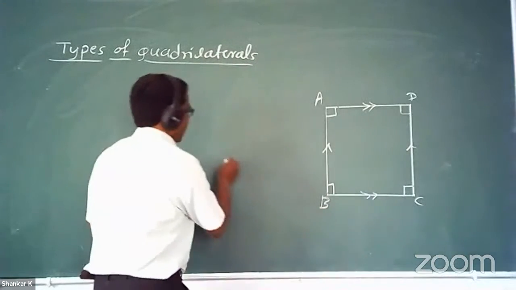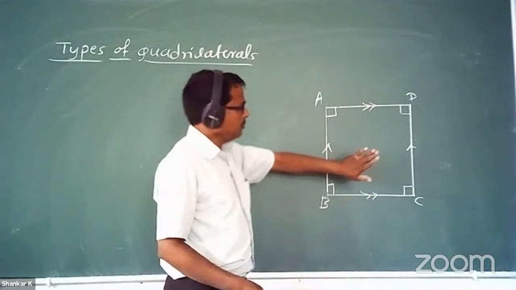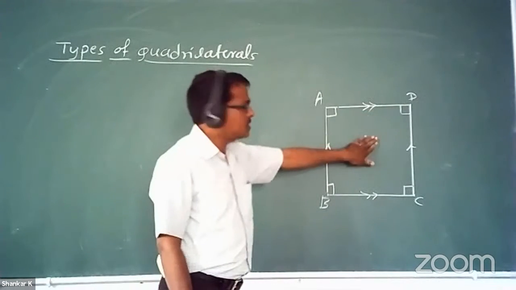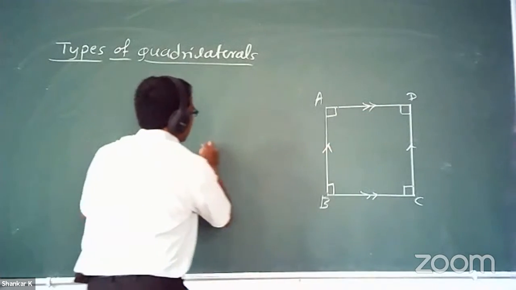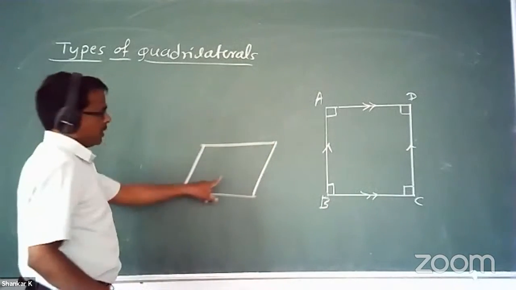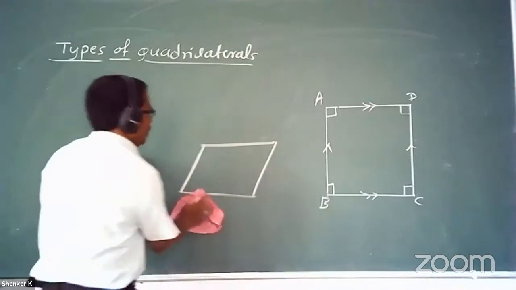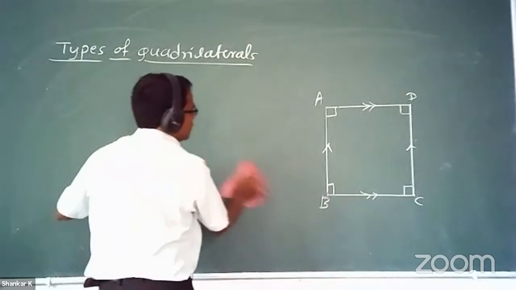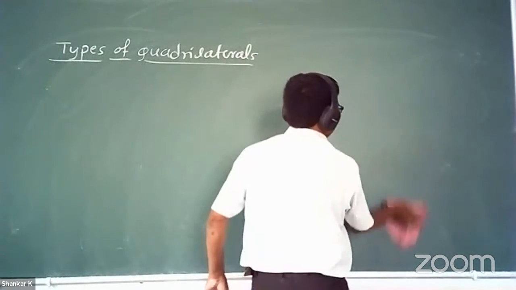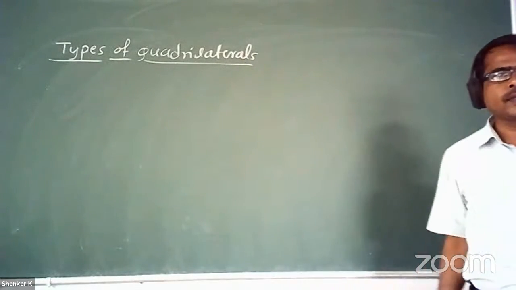But now I told you this is a parallelogram also. If this is a parallelogram, is it a square also? Yes, in this case it is. But if I draw another one like this, it is a parallelogram, but it is not a square. So all squares are parallelograms, but all parallelograms are not squares. Understood? Then what is a rectangle?